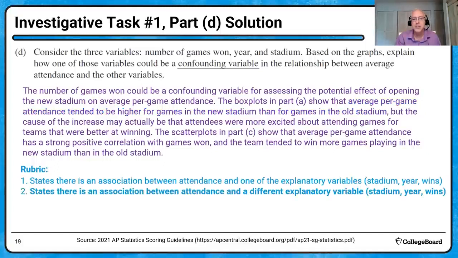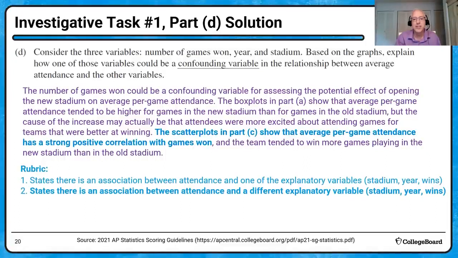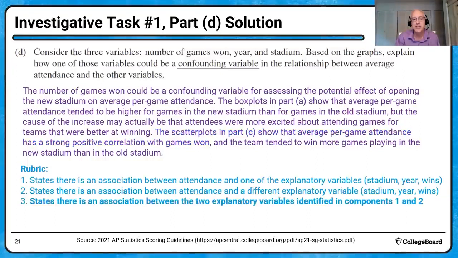Next, the response has to state an association between attendance and a different explanatory variable that might help explain the attendance. So it says the scatter plots in part C show that average per game attendance has a strong positive correlation with games won. So we have a connection now between attendance and number of games won, wins. So that's 2 different explanatory variables, both related to the response variable of per game attendance.